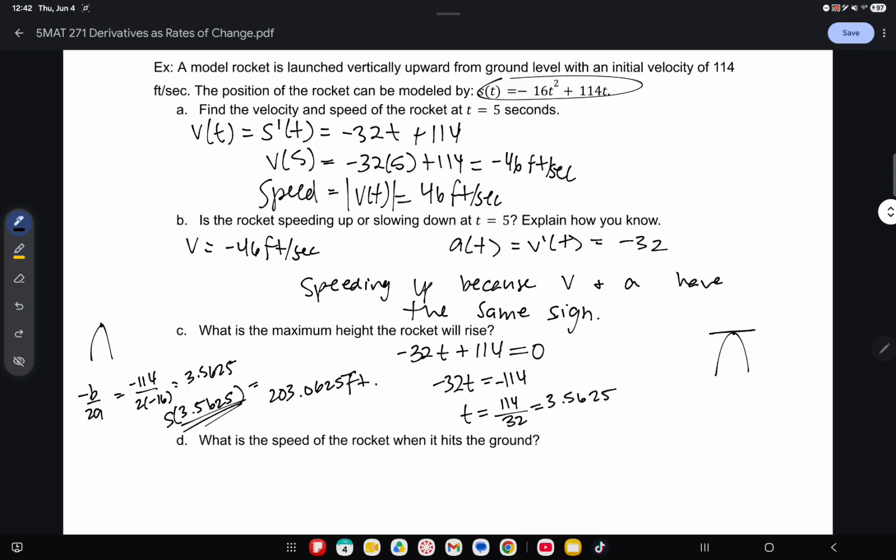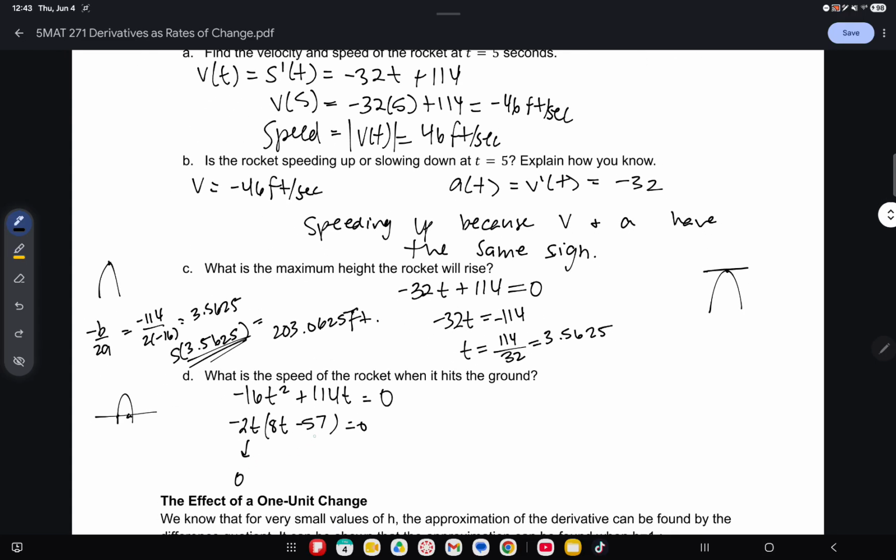What is the speed of the rocket when it hits the ground? So, okay, we want to find when it hits the ground. So again, it's a quadratic. Hitting the ground would be the zeros. So let's take the original function and find when it hits the ground. So I can take a GCF of negative 2t out. I'm left with 8t minus 57. If I set these both equal to 0, I get 0 and 57/8.